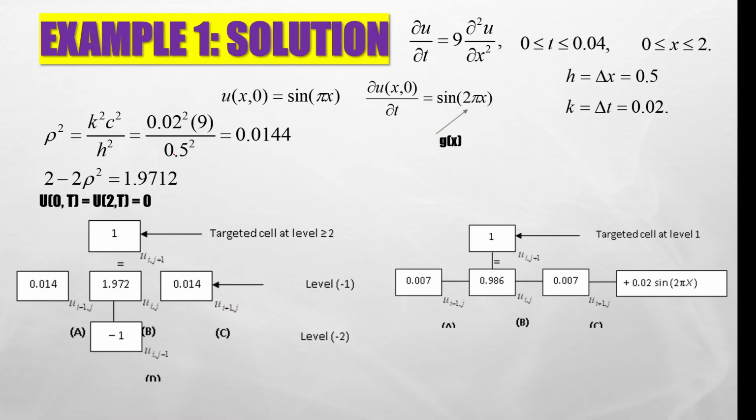Then we can calculate the rho you have here. c squared is 9. So rho squared is actually k squared c squared over h squared. k given is 0.02 squared, c squared is 9, h squared is 0.5 squared. You obtain 0.0144. Hold on, I need to show the calculator.